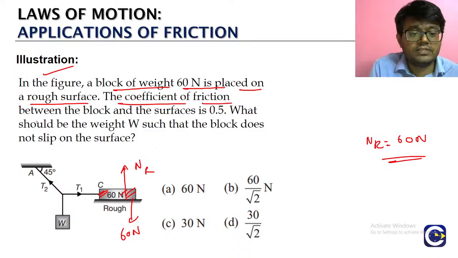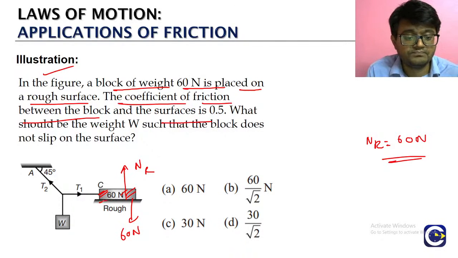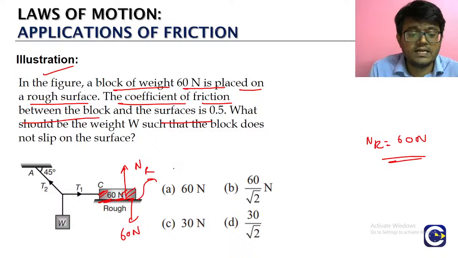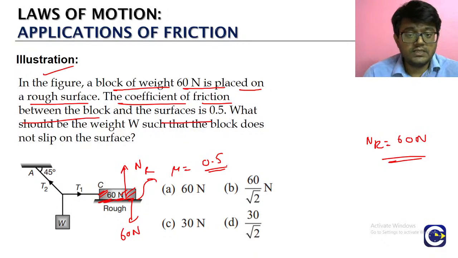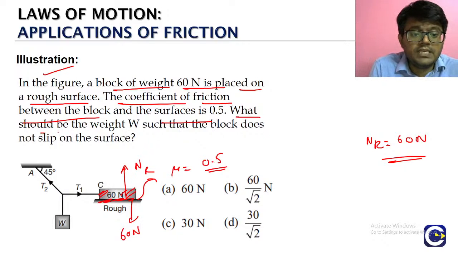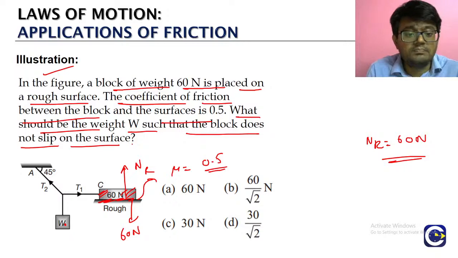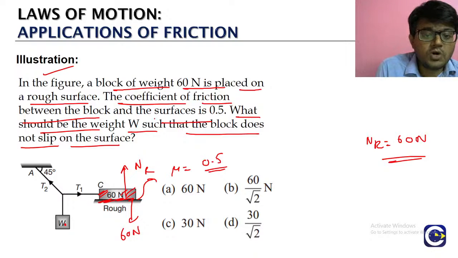The coefficient of friction between the block and the surface is 0.5. So block is here and the surface, what is the mu value? They are saying it is 0.5. I think I would have told you, if they don't mention whether it is the coefficient of static friction or kinetic friction, we have to assume that for both of them the value is the same. What should be the weight W? Here we are hanging a weight W such that the block does not slip on the surface. Just make one small correction. This is not just the weight W, it is the maximum weight W.